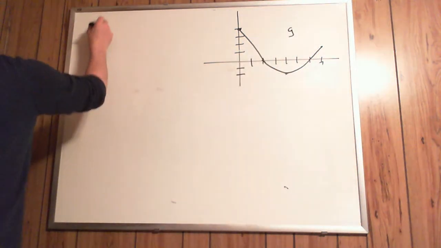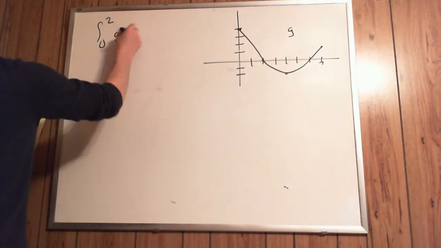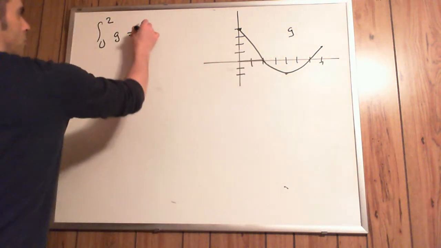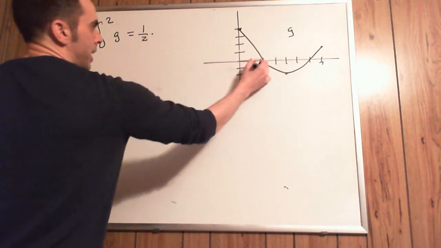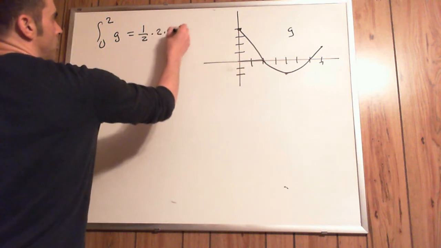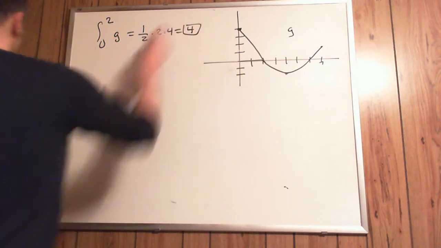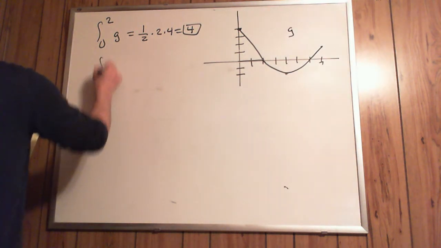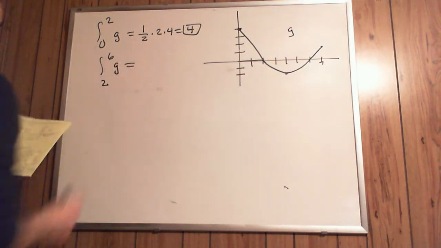The first one is the definite integral from 0 to 2 of g equals what? Well, from 0 to 2, I'm above the x-axis, so it's 1/2 times the base, which is 2, times the height, which is 4. So my answer is +4. Next one, the definite integral from 2 to 6 of g.